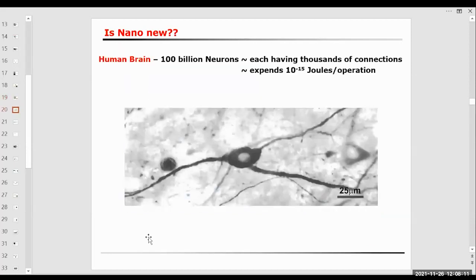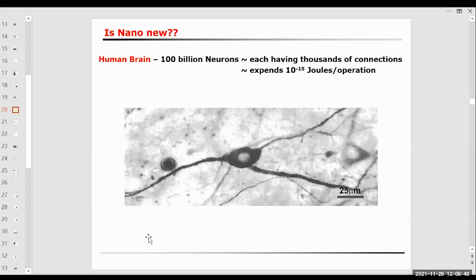Another example is the human brain. You have 100 billion neurons. Each one has 1,000 connections, and the dimensions of them again fall in the nanometer scale. Okay, and what is the importance here? A single operation by the brain, you can just think anything in your mind, takes about 10 power minus 15 joules of your energy, which is nothing. So imagine replicating the neurons and the connections between these neurons and trying to make a computer.